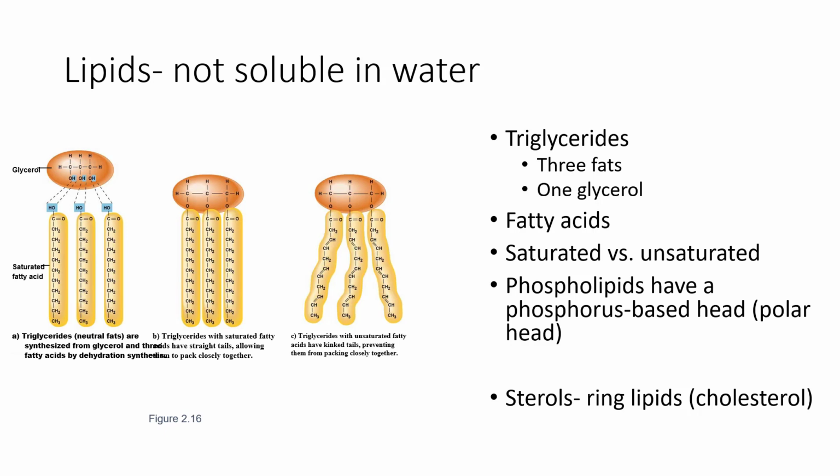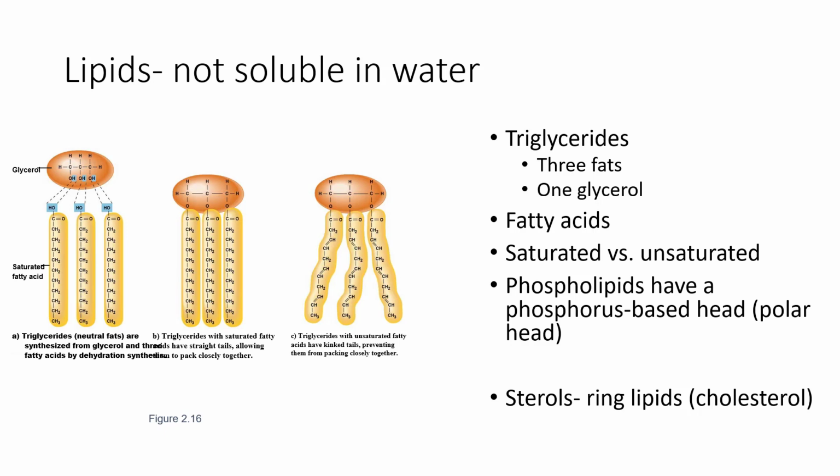A saturated one has all the hydrogens that each carbon can handle. These are saturated with those hydrogens. An unsaturated fatty acid has double bonds between some carbons. It could hypothetically carry more hydrogens, so it is not saturated with the hydrogens.